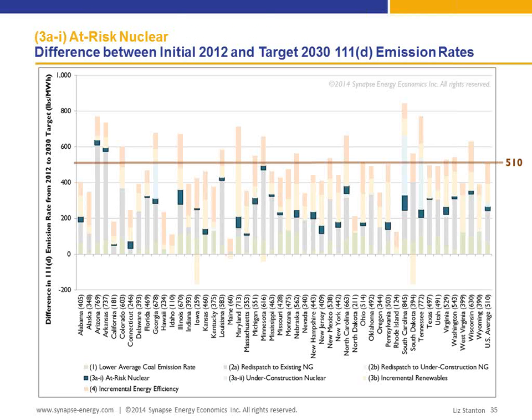The next one is the first of the two nuclear 3As, and this is what's called the at-risk nuclear. And you can see a lot of states have nuclear. Any state that has nuclear, 5.8% of that nuclear is shown here. And that's just sort of the rule of thumb that's being used.